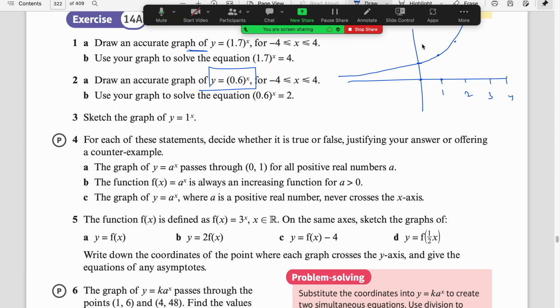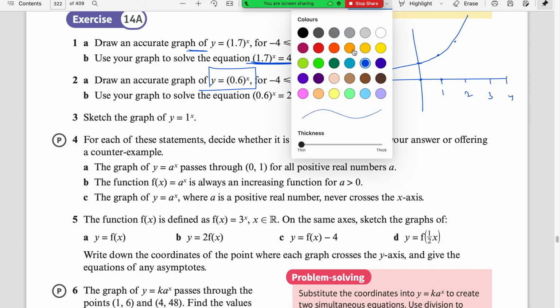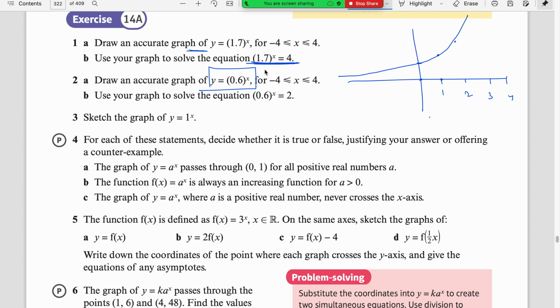If we look at this second part, use the graph to solve the equation 1.7 raised to power x equals 4. Basically 1.7 raised to power x was y. So this means y is equal to 4. So you may just draw a line at y equal to 4. Wherever it intersects is the solution, the value of x. This is the graphical form. In later exercises, we'll be using logarithms to solve for x.